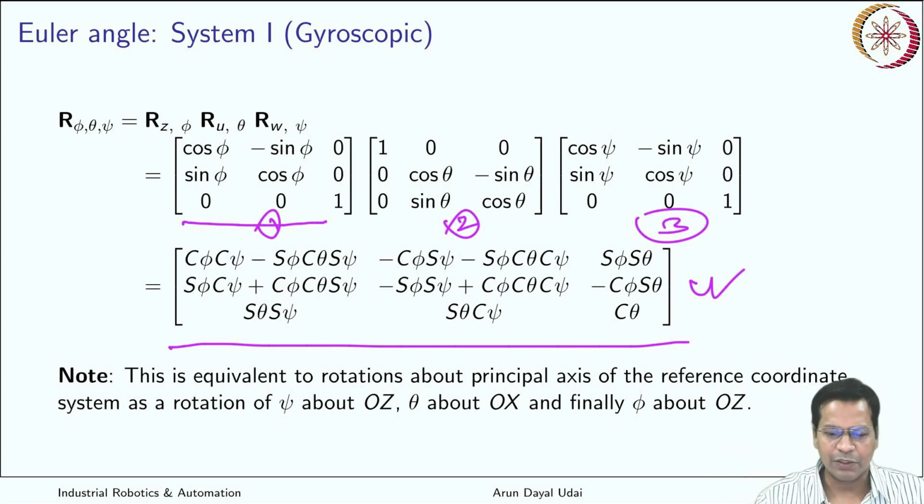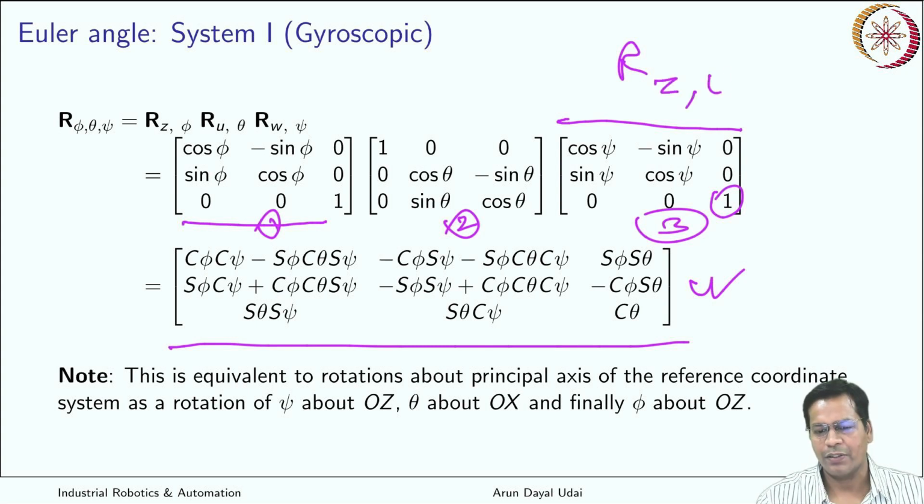This is a matrix which can represent 3 rotations, right? This can represent the orientation of an object after 3 consecutive rotations in space. This is equivalent to, if you look at it otherwise, if it is rotated about the principal axis, what is it? This is rotation about the z axis by an angle phi.